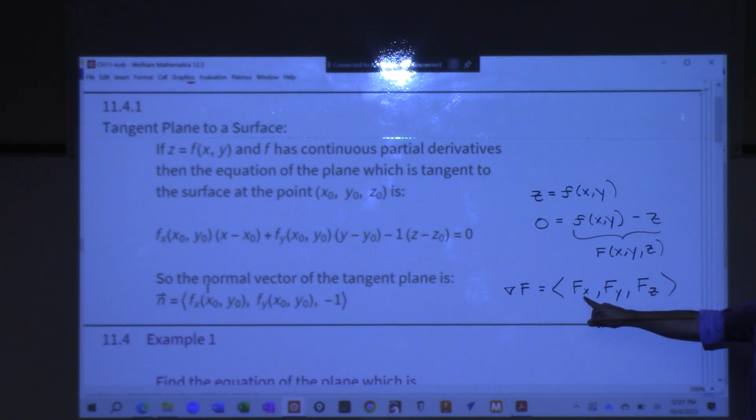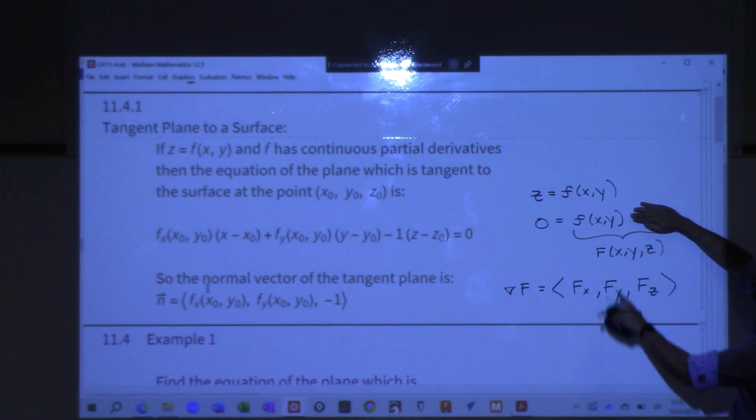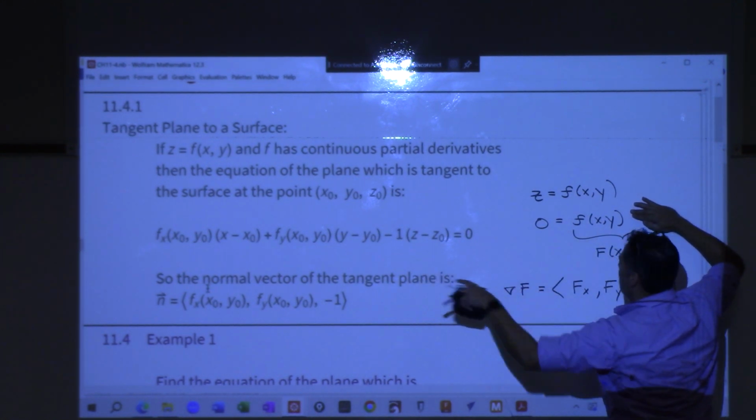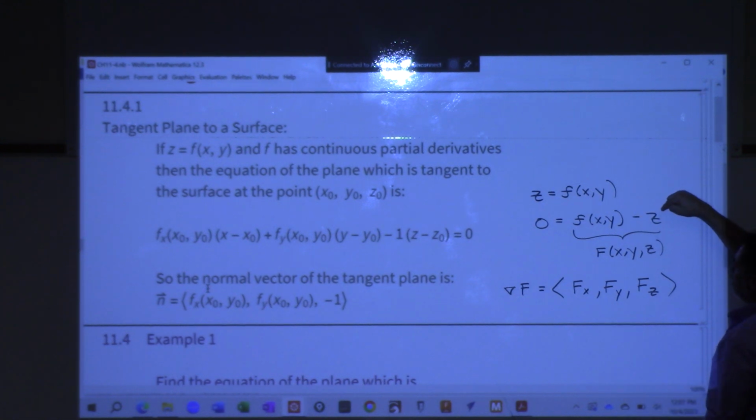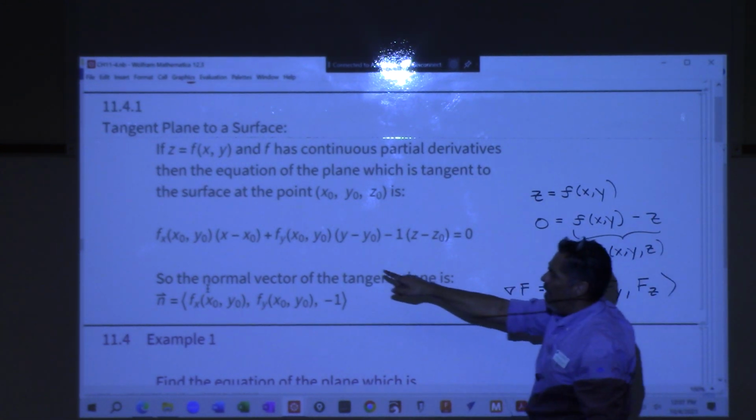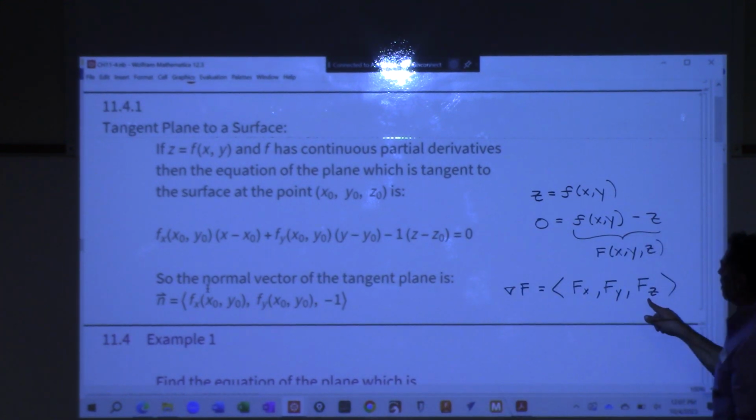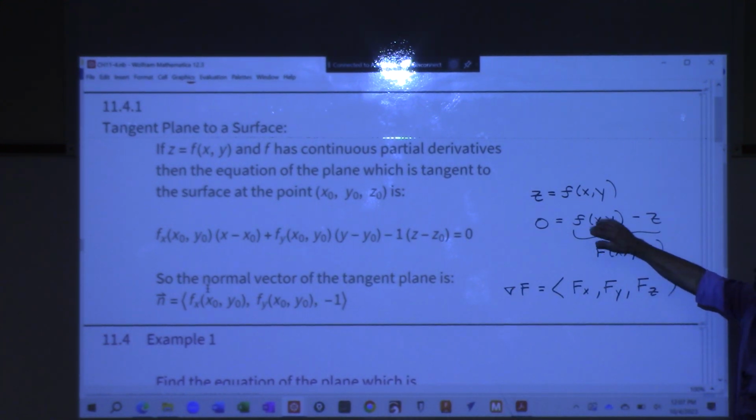Partial with respect to x. Well, does this have any x's in it? No, so it's just going to be that, isn't it? Partial of that with respect to x. That's the first piece. Then partial with respect to y. Well, this doesn't have any y's in it either. So it'll just be the partial of that with respect to y. And then the partial with respect to z. Well, that doesn't have z's in it, but that does.